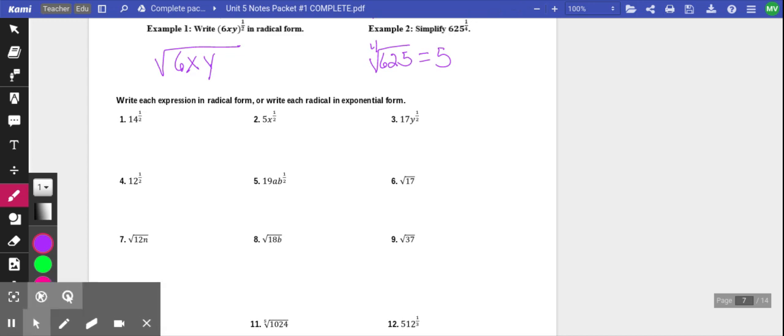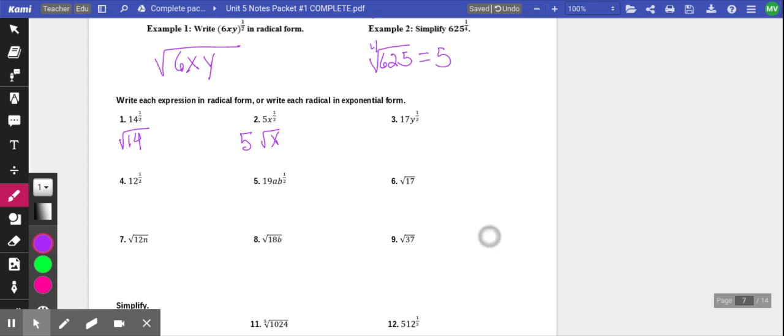Okay, so hopefully you tried these. So 14 to the 1/2 is the square root of 14. 5x to the 1/2 is 5 square root of x, because the only thing being raised to the 1/2 power is the x. Just like number 3 is 17 square root of y, because the only thing with the exponent of 1/2 is the y. Number 4 is the square root of 12. 5 is 19a square root of b, because the only thing with the 1/2 power is the b.